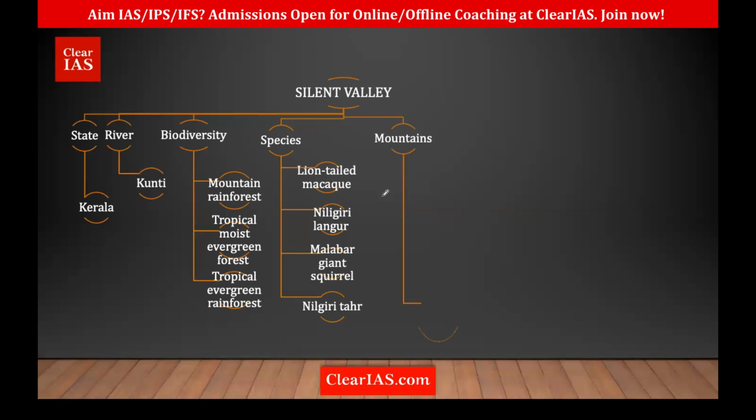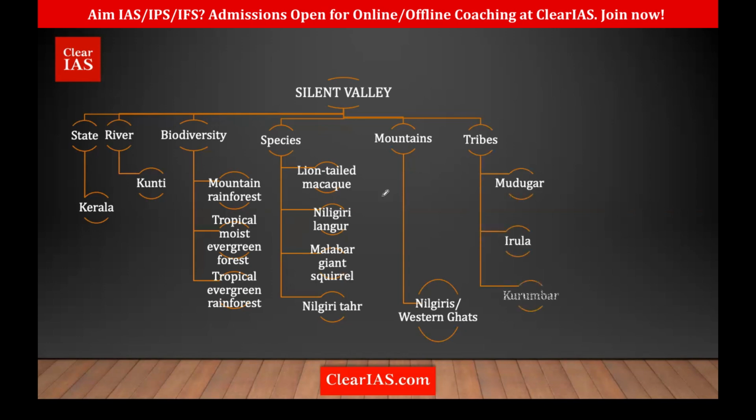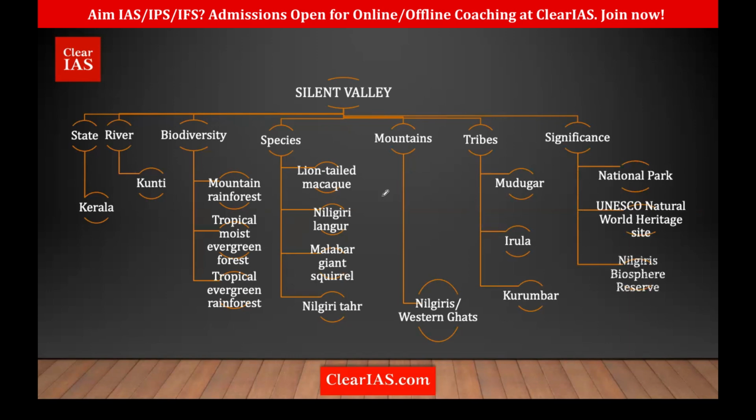Then which mountains? Yes, we all know this, Western Ghats or Nilgiris. Then tribes here, we have Mudugar, Irula, and Kurumbar. Okay. These are the important tribes in Kerala. So we have Mudugar, Irula, and Kurumbar. Okay. And what is its significance? It is a national park, as well as part of what? Yes, it's a UNESCO Natural World Heritage Site as well as a biosphere reserve. Part of Nilgiri's biosphere reserve.